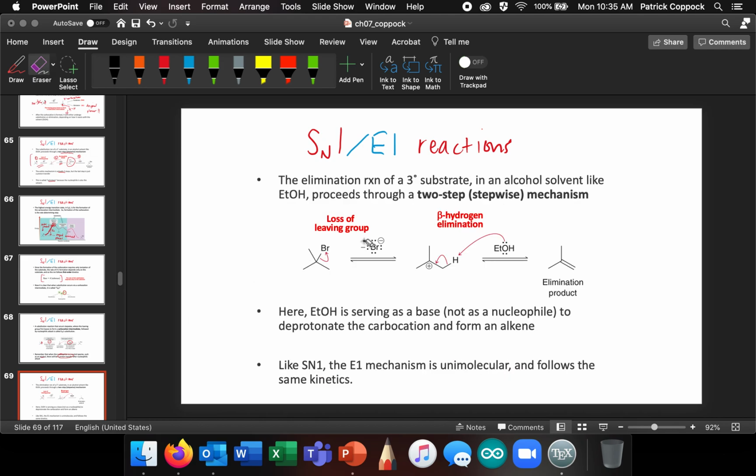Okay? Now the elimination reacts just the same, very same first step, loss of the leaving group, right? Formation of a tetrahedral carbocation. Now in this case, we're going to consider one of the hydrogens that's right here, all right? If you have a base in solution, right? So in this case, ethanol is acting as a base. The base comes in, right, and takes that proton. The electrons here go there to make a double bond. All right. So here, ethanol is serving as a base, not as a nucleophile.